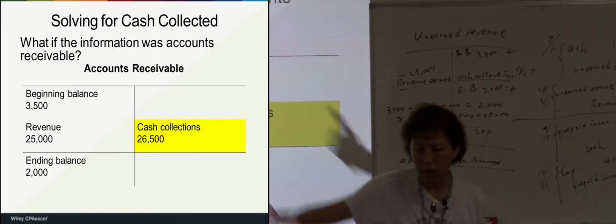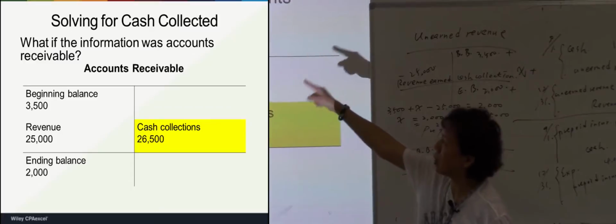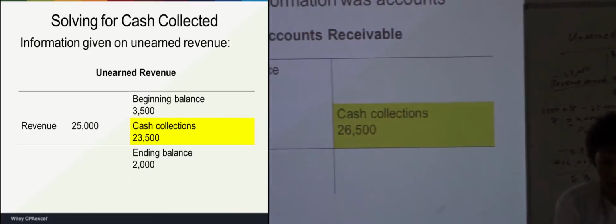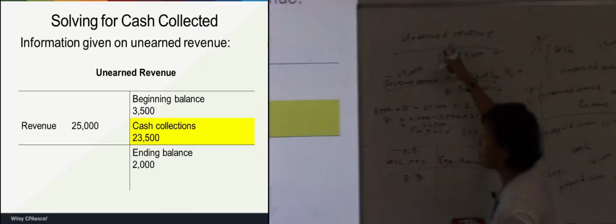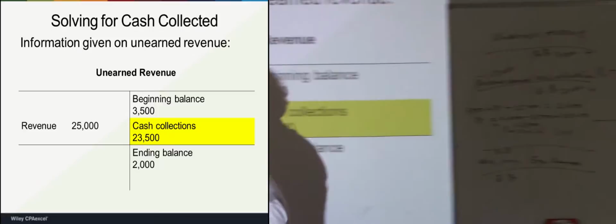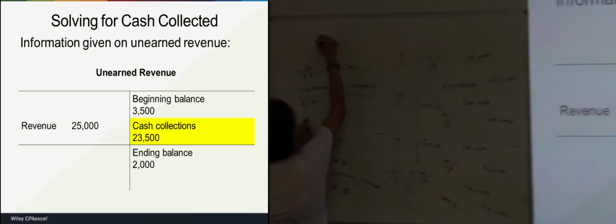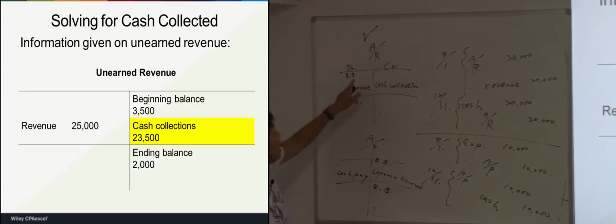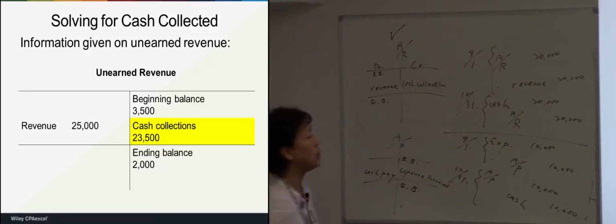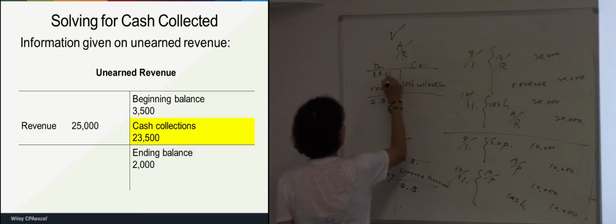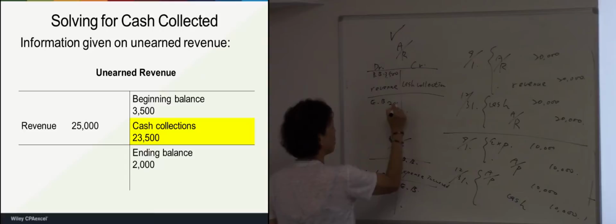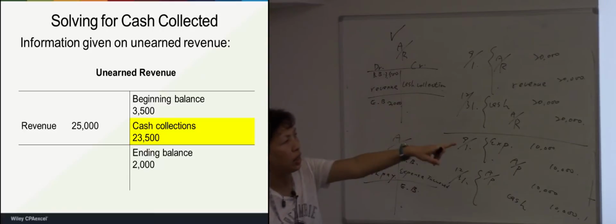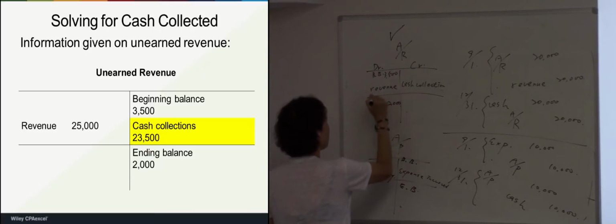What if the information was accounts receivable? Which means if we change the unearned revenue to accounts receivable, then we use this T account. The beginning balance is how much? 3,500. The ending balance is 2,000. The revenue earned is 25,000.